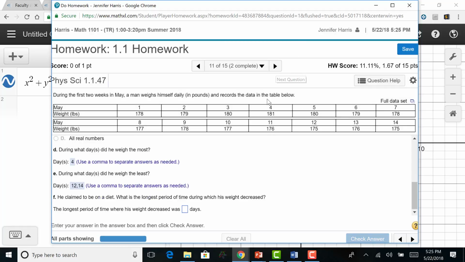Let me see if there's anything else. Oh, there is one other question here. He claimed to be on a diet. What is the longest period of time during which his weight decreased?